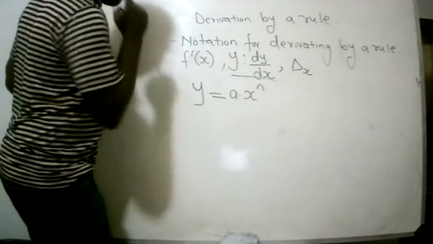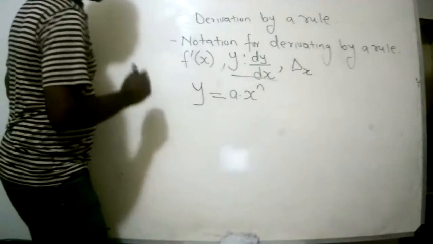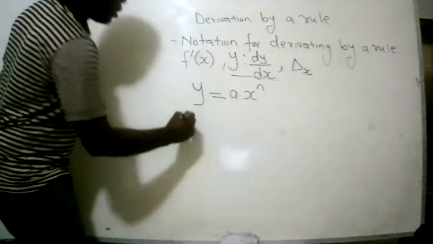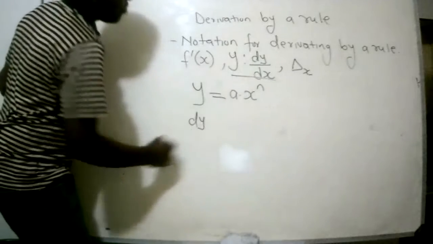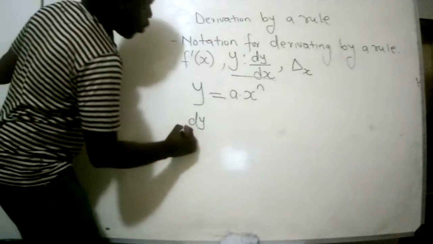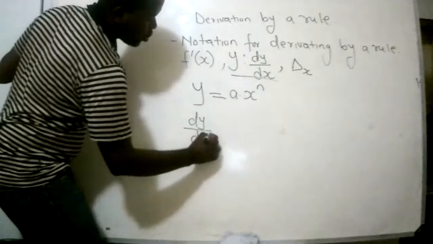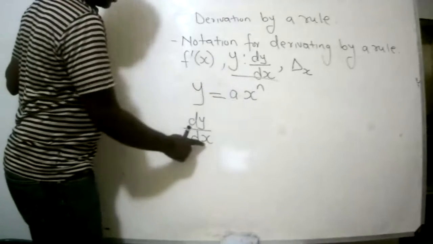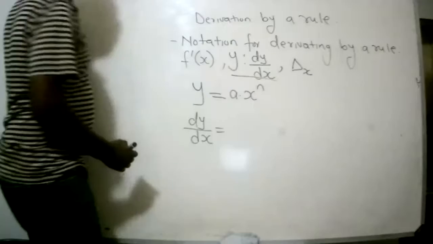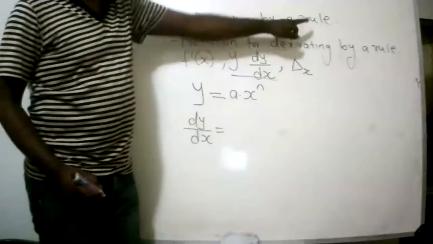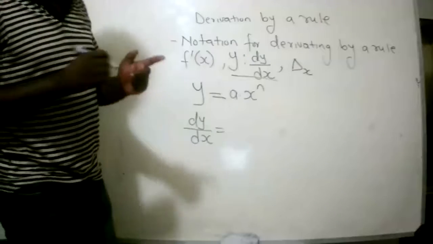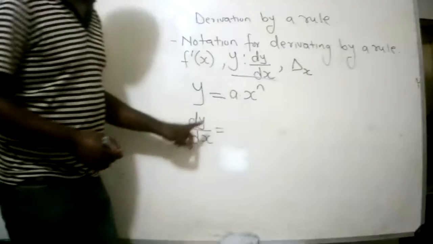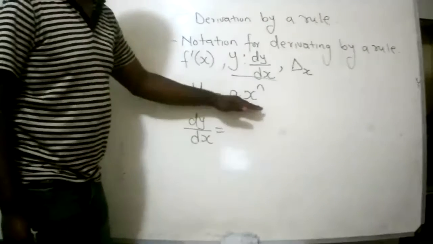So now from that polynomial function, we want to find dy over dx, which is the gradient. So we are differentiating the function y with respect to what? To the independent variable x. So we are differentiating with respect to x. By using a rule, here you must get me right, because I'm going to introduce another important aspect of this chapter. We are differentiating this by rule.